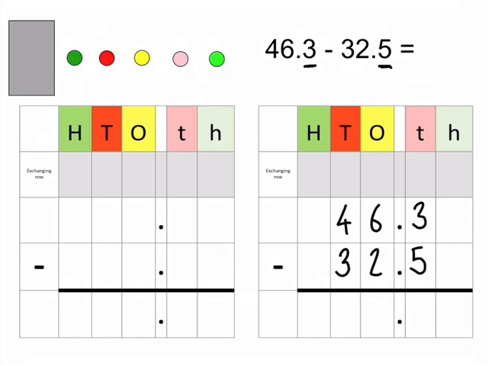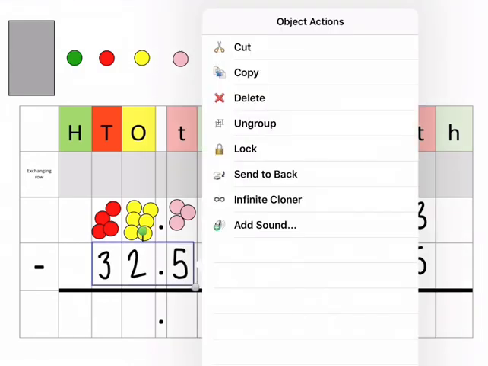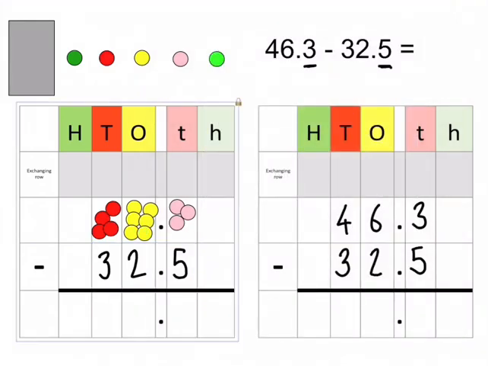That is tens. 10, 20, 30, 40, 41, 42, 43, 44, 45, 46, then 1, 2, 3 tenths. Take away 32.5. Okay, here's our first problem. We need to take away 5 tenths. We've only got 3 of them.